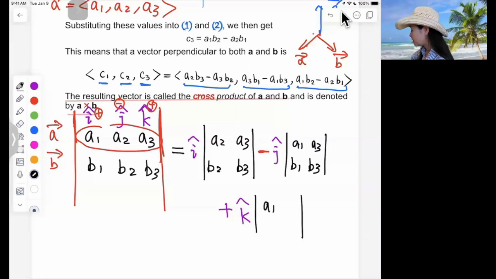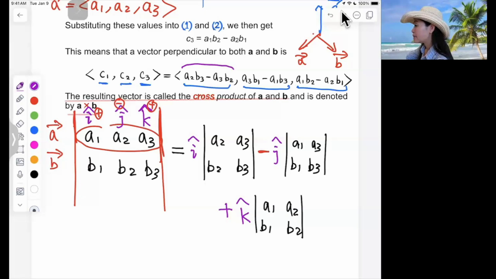A1, A2, B1, B2, right? Okay, let's compare this one with this one. So in the I component, remember this is actually in the I component over here. In the I component here, what's the determinant of this? A2, B3, subtracting what? A3, B2, isn't this one?